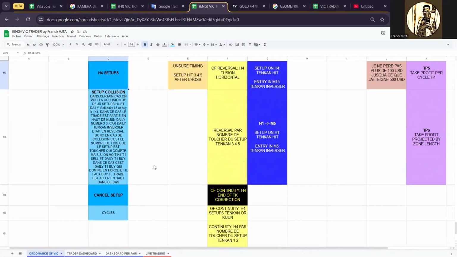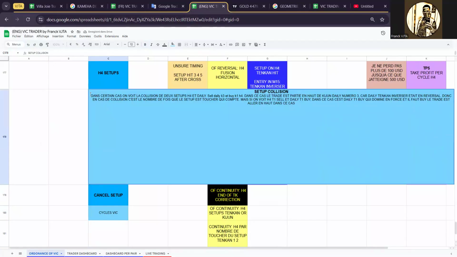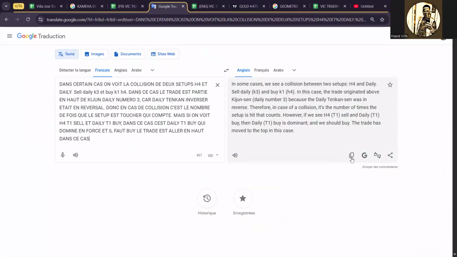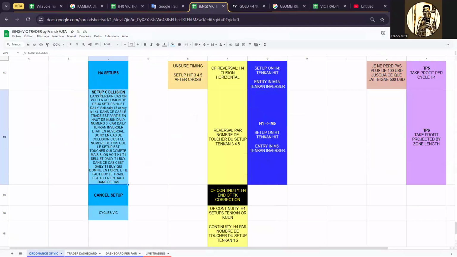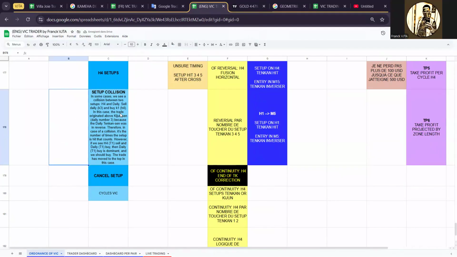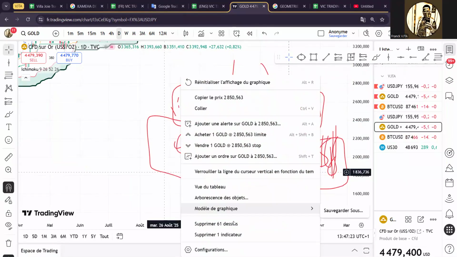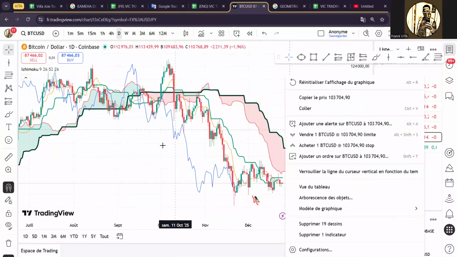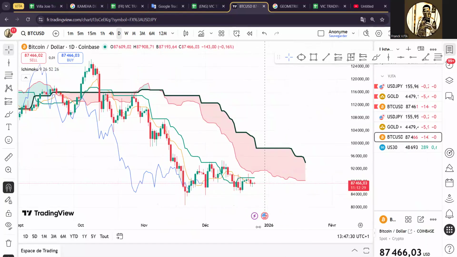So now I have one thing that I call here the setup collision. The setup collision is basically, what I'm talking about with the setup collision here is when you have too close setups. Let me go and look at it on Bitcoin. I think I remember that I saw it on Bitcoin here.